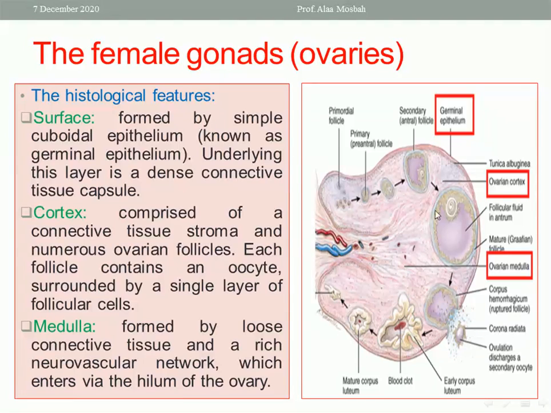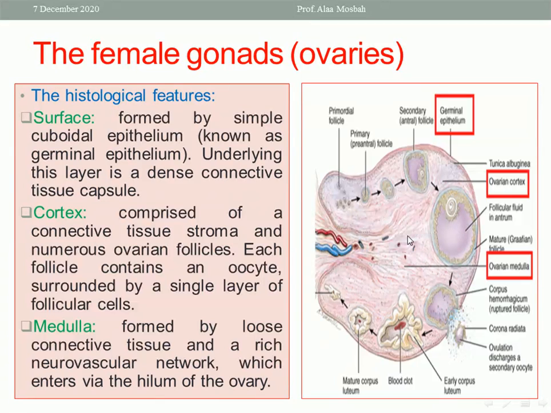What is the histological feature of the ovary? Please look at the picture. We have the surface epithelium, which is cuboidal epithelium, known as germinal epithelium. Under this epithelium, there is the connective tissue capsule. Then the cortex. The cortex is the area where the follicles grow, from the primordial follicles to preantral follicles to antral follicles to reach the pre-ovulatory and mature Graafian follicle, then ovulation, then corpus luteum formation, corpus albicans, and so on. So this is the cortex containing these follicles.